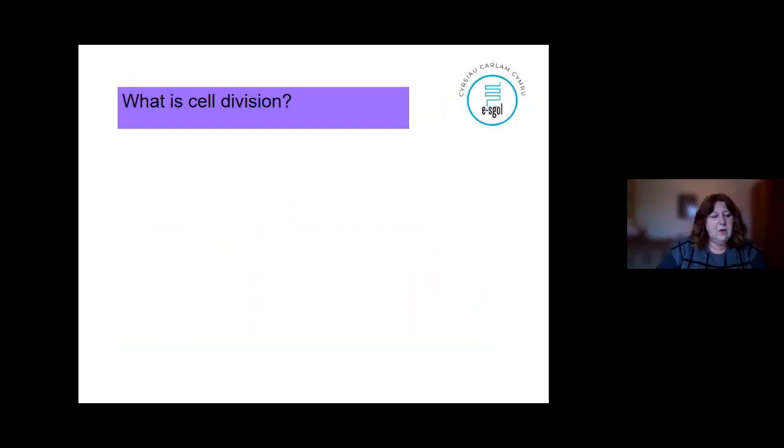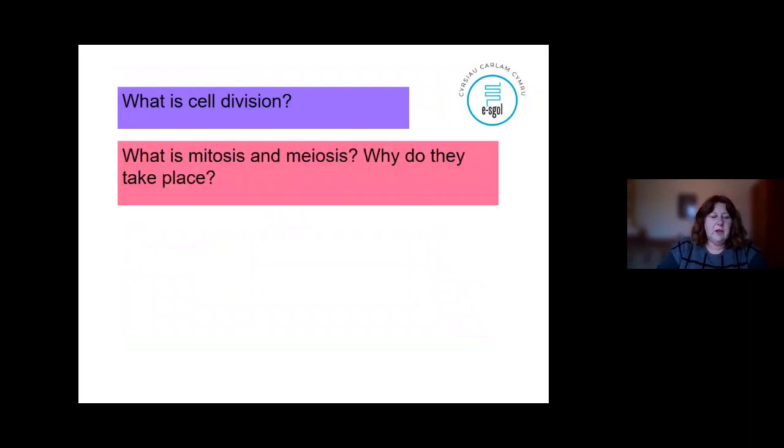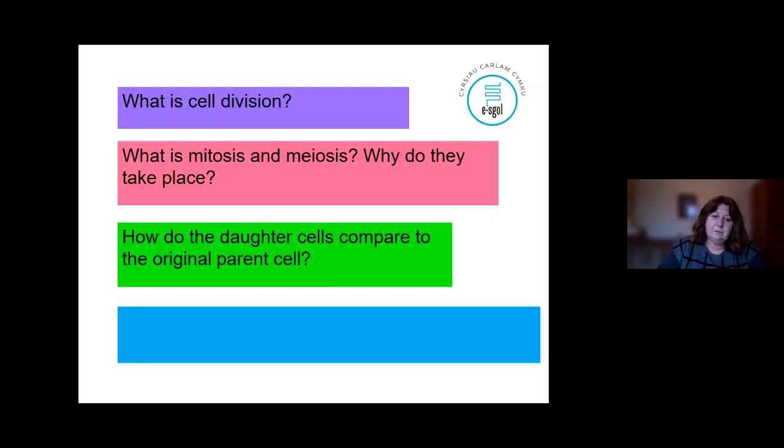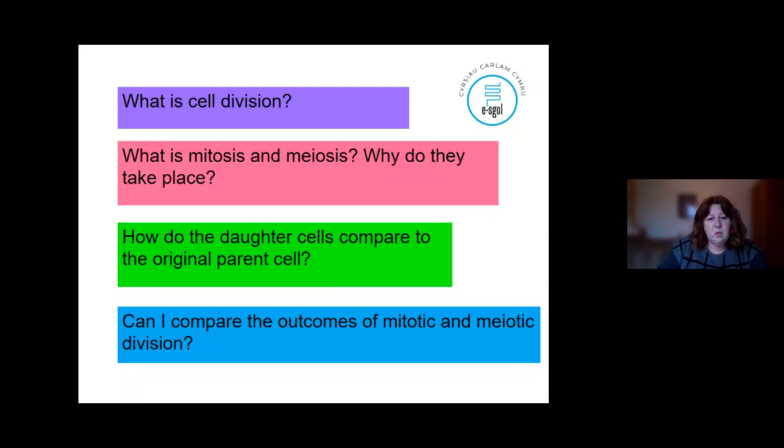So I'm going to talk about what cell division is. These are the sort of questions that I'd like you to be thinking about. We're going to look at what is mitosis and what is meiosis and why do they take place. We're also going to look at how daughter cells compare to the original parent cells. Some people call them mother cells, so parent, mother, it's the same, but parent with daughter cells. And then the last part, can I compare the outcomes of mitotic and meiotic division? And as part of that we'll look at some past paper questions and talk you through those. So let's start then.